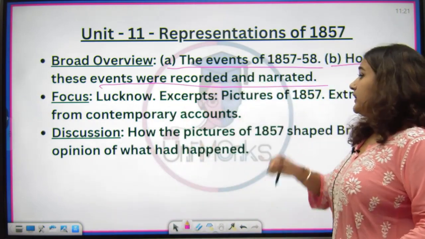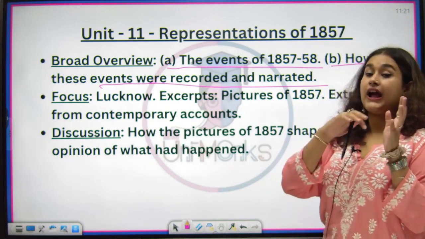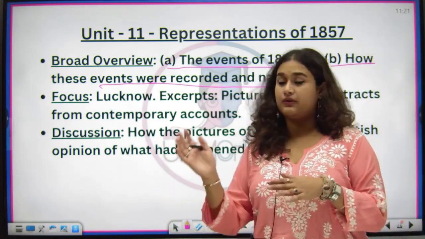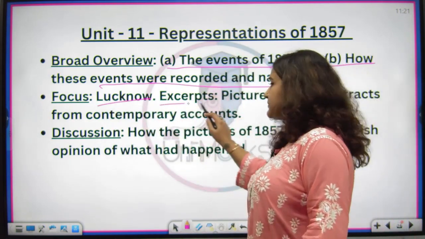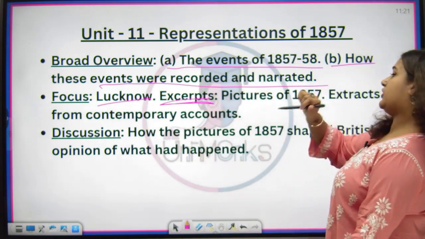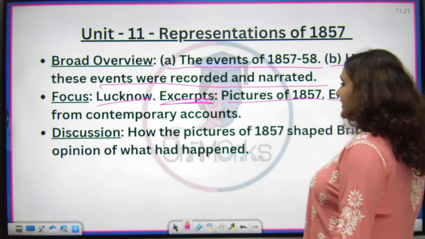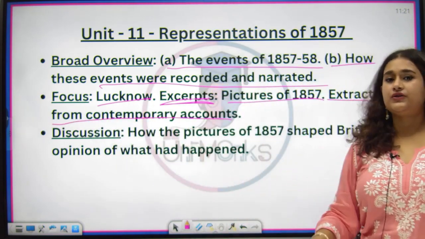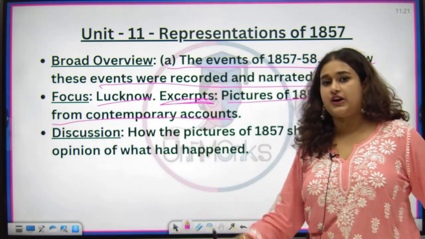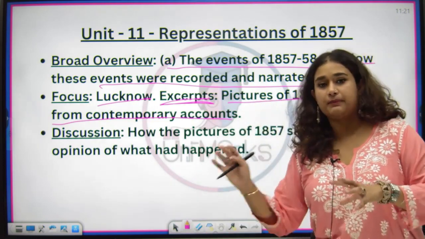All right. Now, the focus is going to be on Lucknow. At that time it was called Awadh. The focus is going to be on Lucknow, and excerpts will come from the pictures of 1857 and extracts from contemporary accounts. This will all be in your chapter. As we go into the chapter, I will explain to you how excerpts can come from some particular picture.